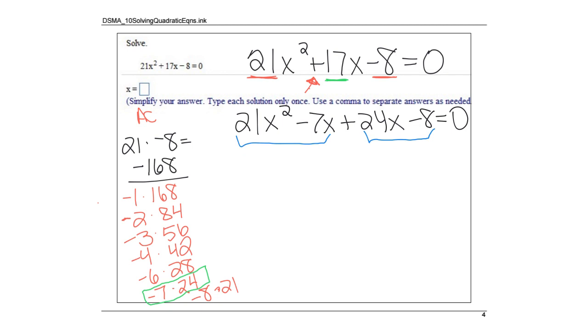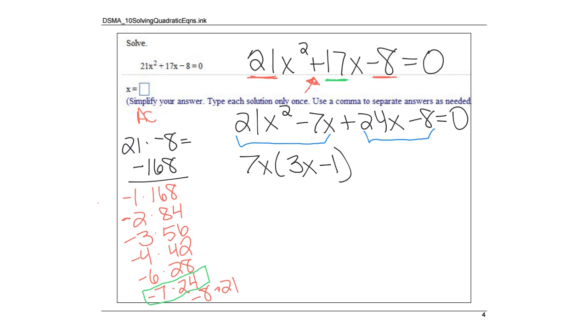I'm going to factor by grouping. If I look at the first 2 terms, looks like I have a 7x in common, and that would leave me 3x minus 1, right? 7x divided by 7x is 1, not 0. So negative 7x divided by 7x is going to give me negative 1.